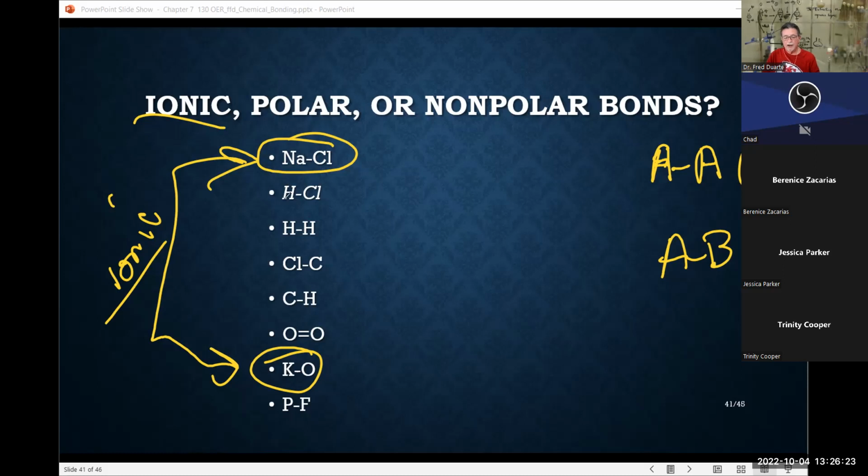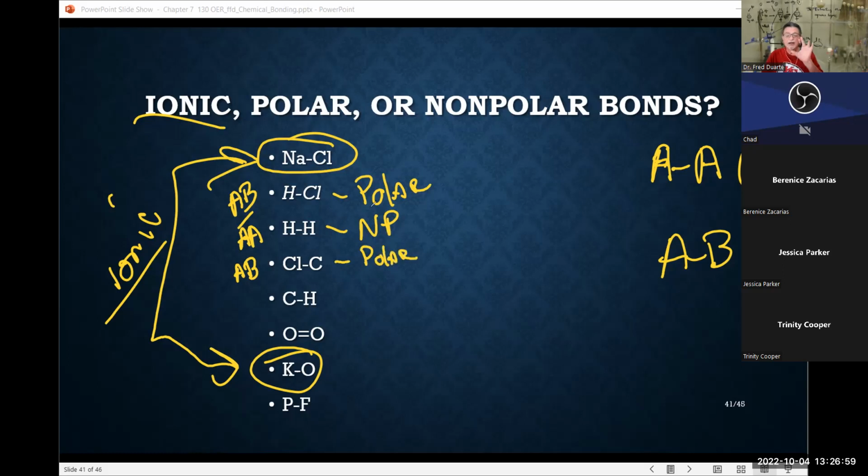Well, we got hydrogen and chloride. Well, that is an AB scenario, right? So definitely we got polar here. We're not even being asked to draw the dipole arrow, but we will in a second. You know it's polar, okay? We got hydrogen and hydrogen, no question there. That's an AA scenario. So that would be nonpolar, NP. Chloride and carbon, got an AB scenario. So definitely a polar bond.